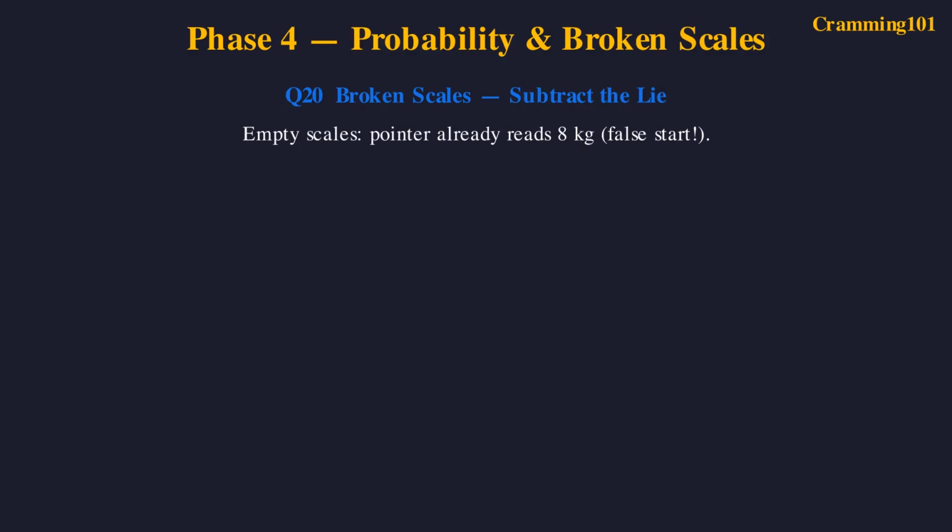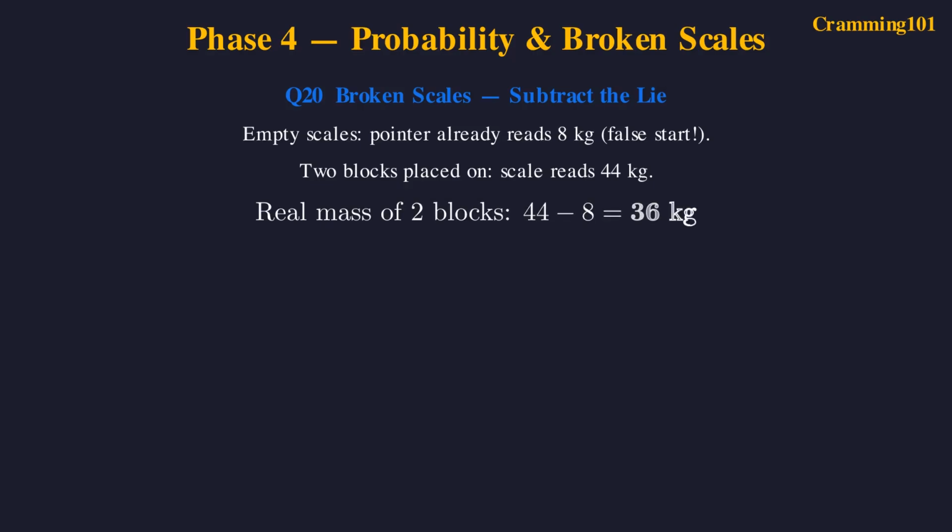When two identical blocks are placed on the scale, it reads 44 kilograms. But because the scale already started at 8 kilograms, we need to subtract that false starting reading. So the real mass of the two blocks is 44 minus 8, which equals 36 kilograms. There are two identical blocks, so one block weighs 36 divided by 2, which equals 18 kilograms. The answer is C, 18 kilograms.